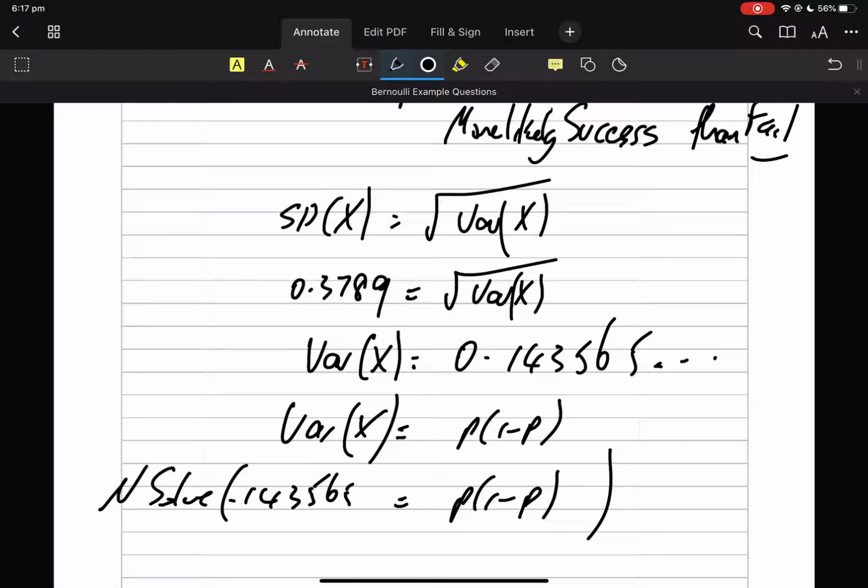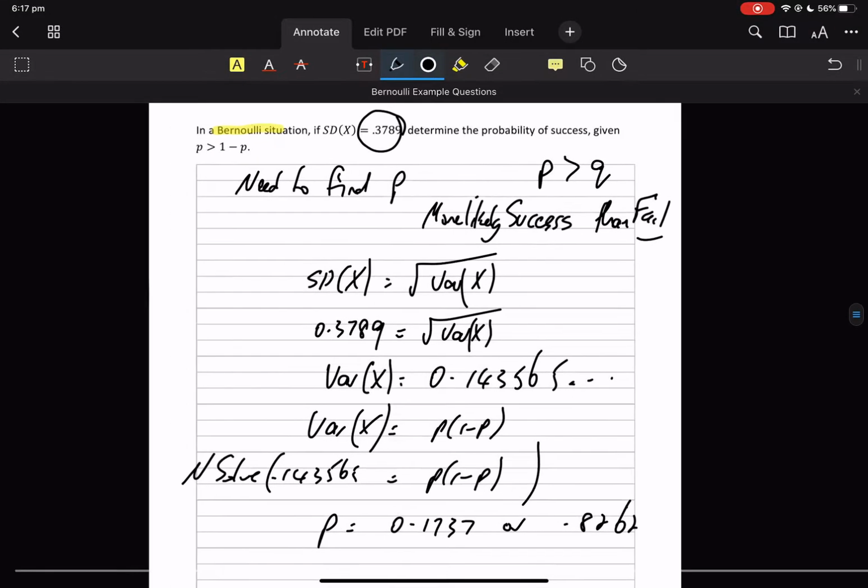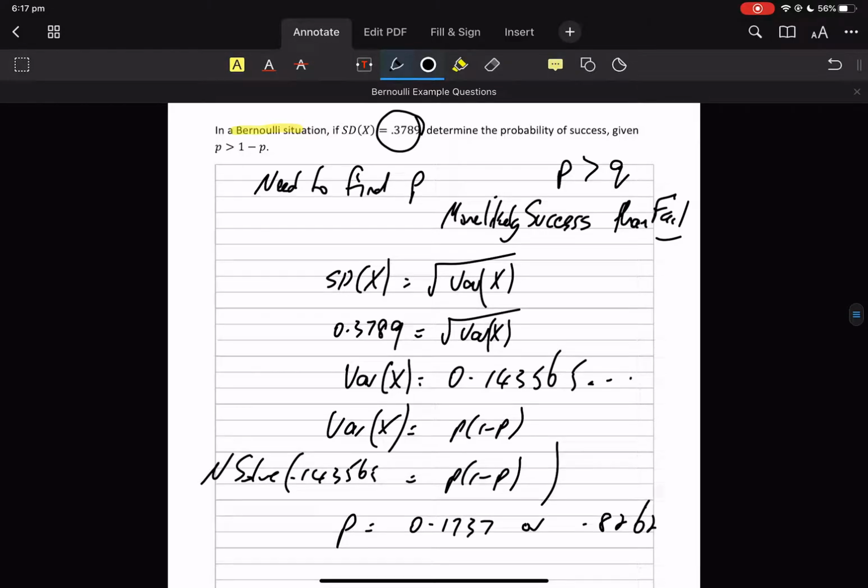Clearly you're going to put the x as a parameter. Now you're going to get two values. So p equals 0.1737 or 0.8262. So you can now understand this hint up here.